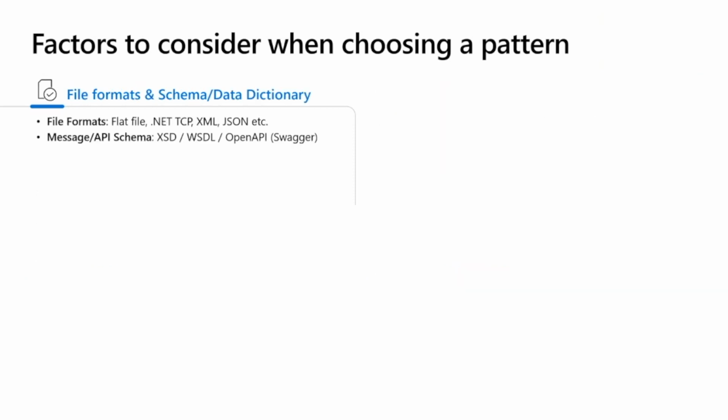File formats and data dictionaries. Consider the nature of the data being exchanged. Is it structured or unstructured? And what are the operations available based on the message or the API schema?